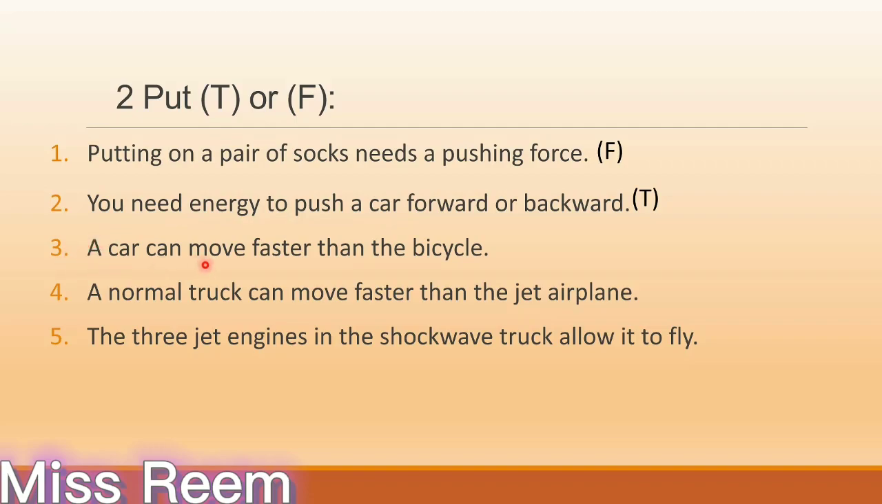A car can move faster than the bicycle. Remember the dog riding the bicycle? Who was faster? Of course, the car was faster, so the answer is true. A normal truck can move faster than the jet airplane? No, so the answer is false. The 3 jet engines in the shockwave truck allow it to fly? No, false.